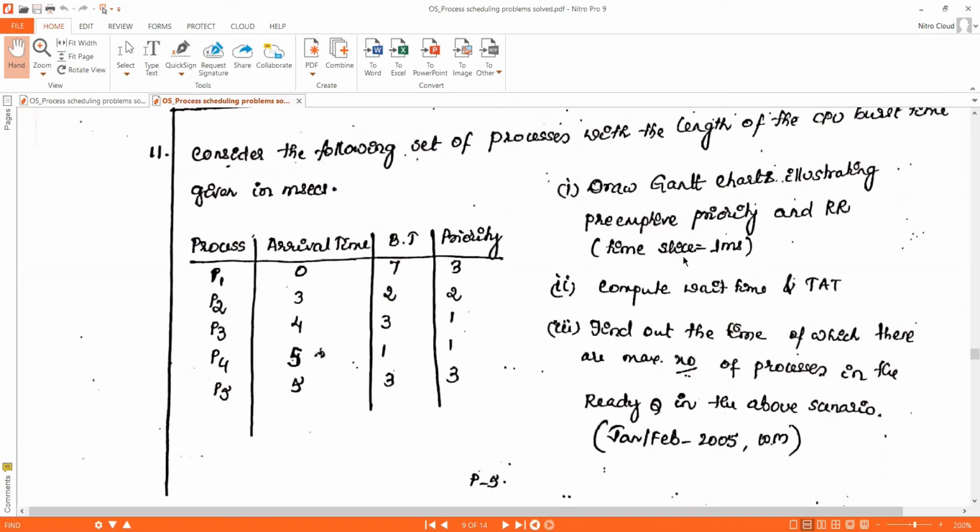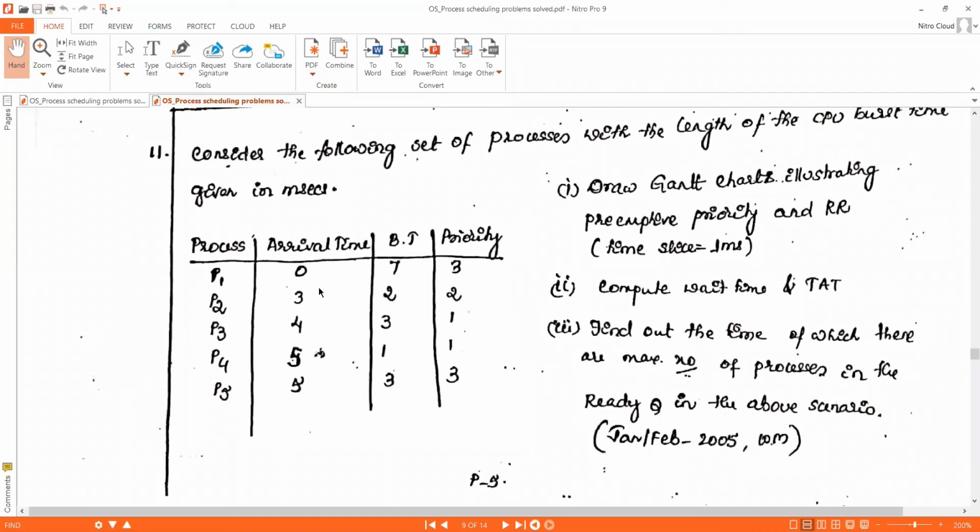So here process 1 arrived at clock time 0 milliseconds. At 0 milliseconds the CPU is free, so the CPU will be allocated to process 1 for how many milliseconds? It is 1 millisecond. After completion of 1 millisecond, there is no process in the ready queue. So the CPU will execute process 1's burst time for another 1 millisecond, and then check again whether there is any process in the ready queue.